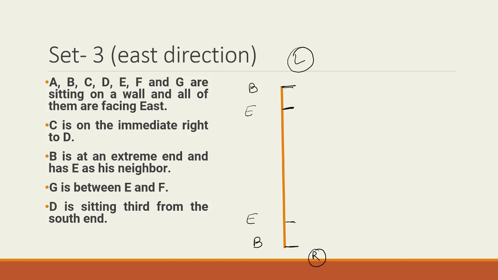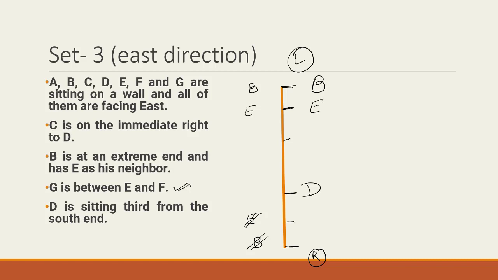G is between E and F. We'll just take a look at that. Now D is sitting third from the south end. That is a definite data. This is definite data that D is sitting third from the south end. Now if I am taking B and E towards the south end, I will not be able to place this. So I will rule out this possibility and I'll consider B to be on the north end, then E.